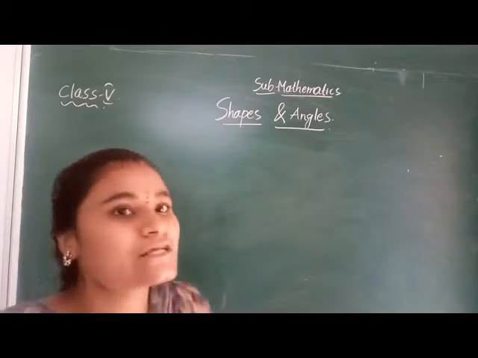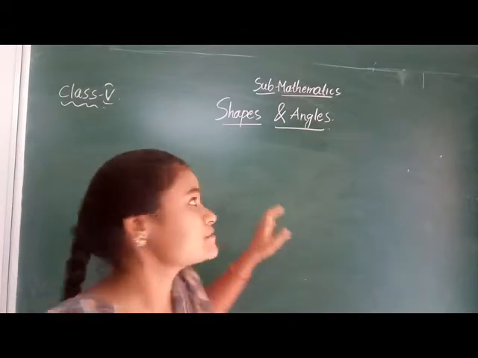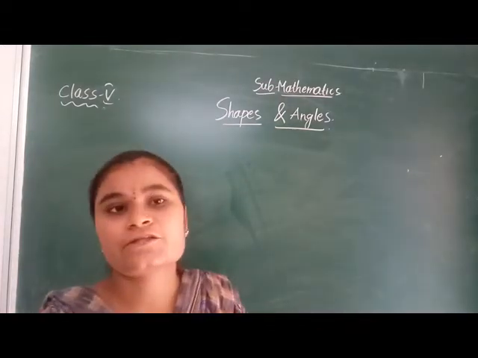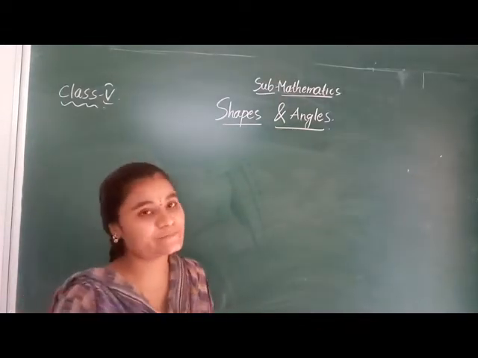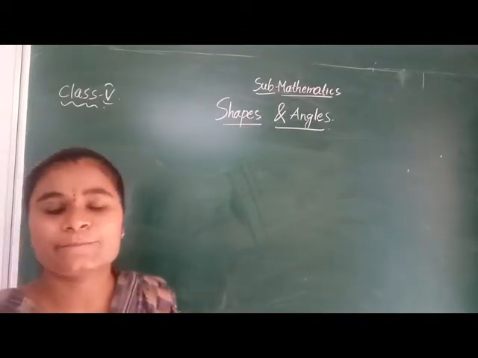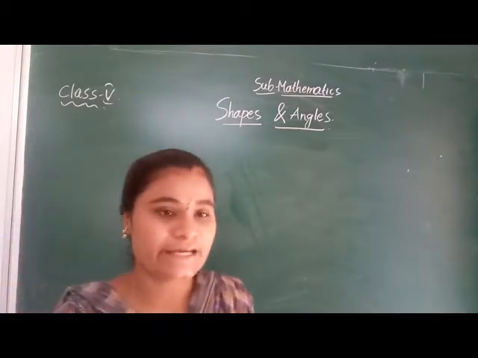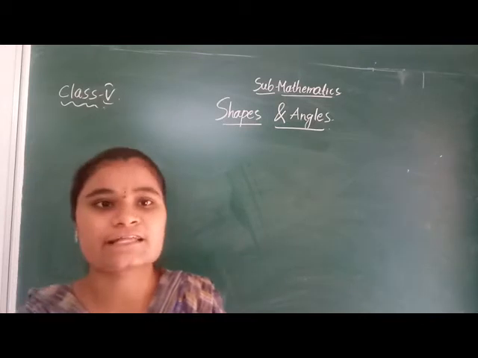Yesterday we discussed shapes and angles. What are shapes? There are two types of shapes: 2D shapes and 3D shapes. 2D shapes consist of length and breadth. Examples of 2D shapes are square, rectangle, triangle, and circle.